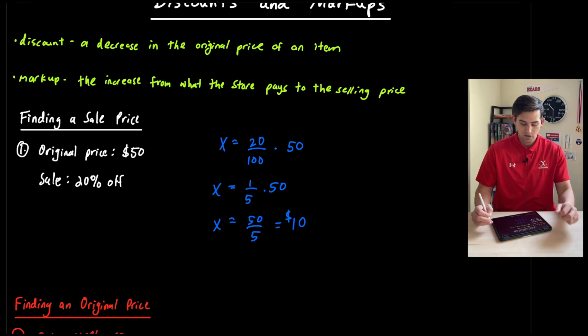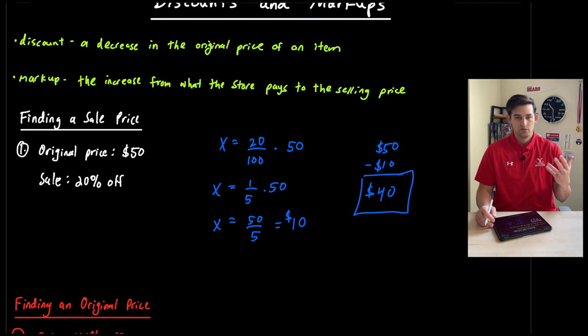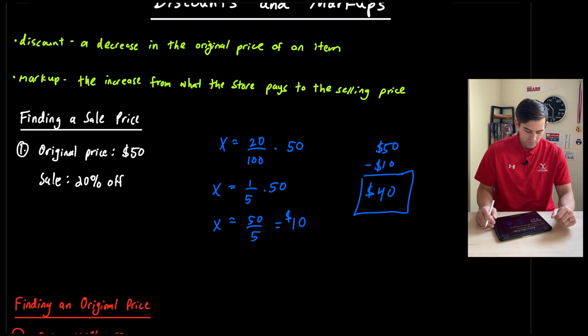Okay, so that $10 there is how much I am getting off. I am getting 20% off. Well, what was the original price? It was $50. So now we're going to subtract our discount, and that's going to bring us to a total of $40 for the actual selling price. Okay, so $40 would be 20% off $50.